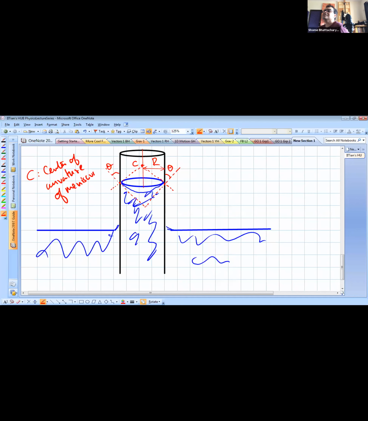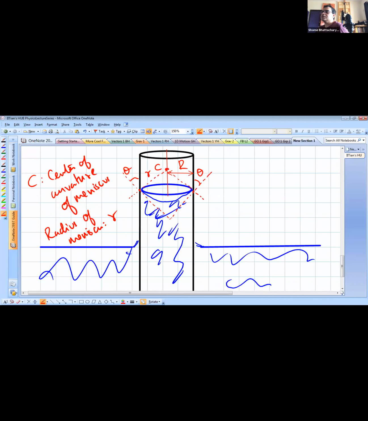So let us consider the radius of the meniscus is small r. So in this diagram, this is the center of curvature and this is the surface of the meniscus. Now, this one is small r. Okay. Correct? Yes. So I'm zooming into this diagram again. See now, this one is small r, whereas if you drop a perpendicular here, this one is capital R, and this angle is theta. So this is 90 minus theta.